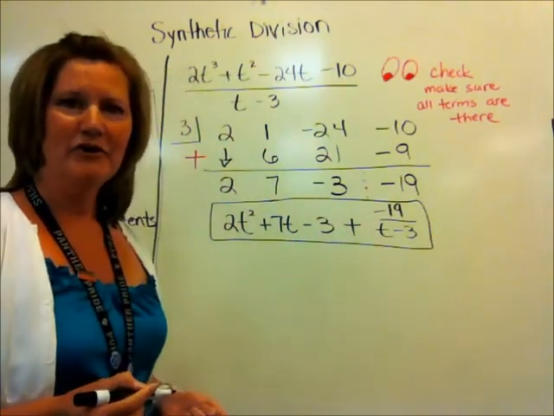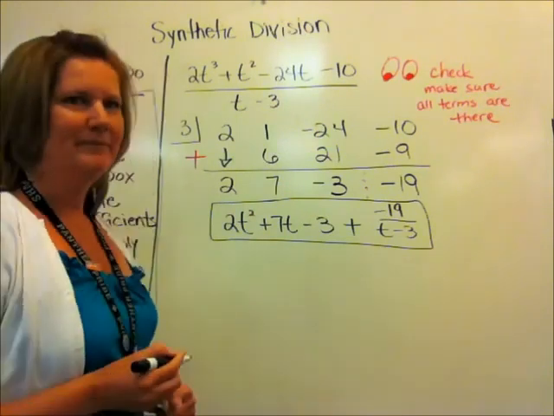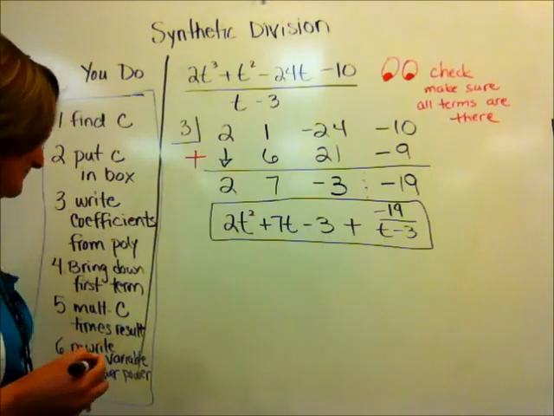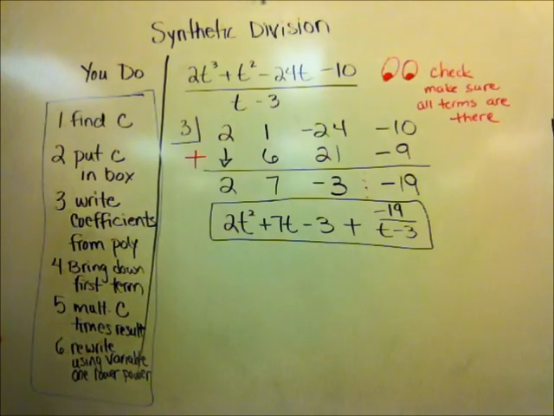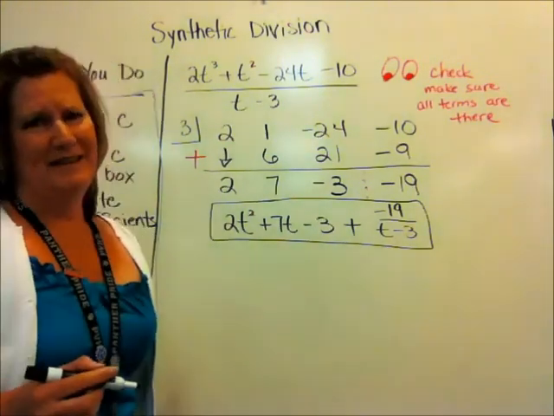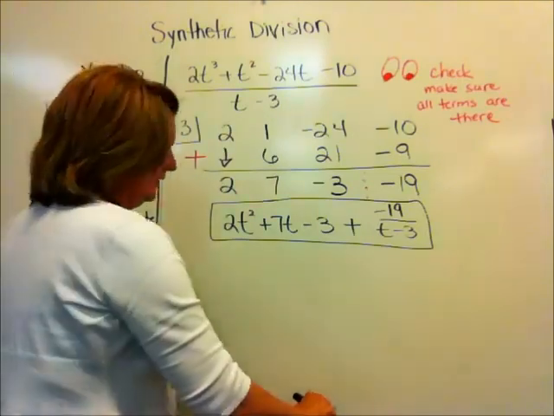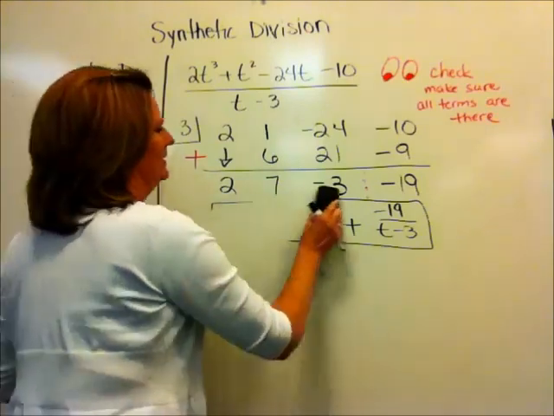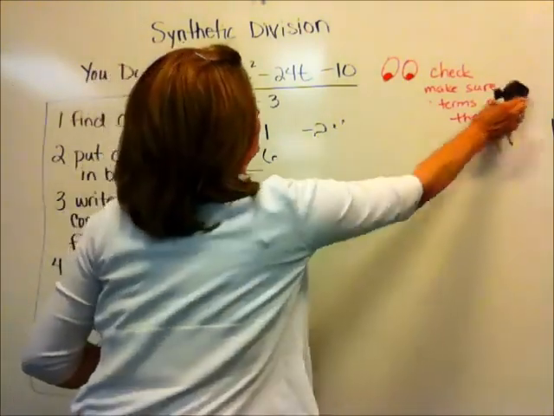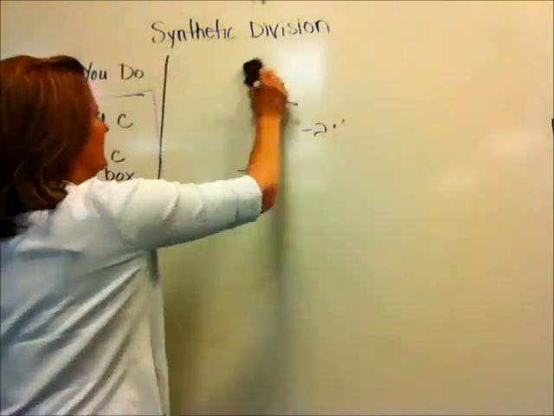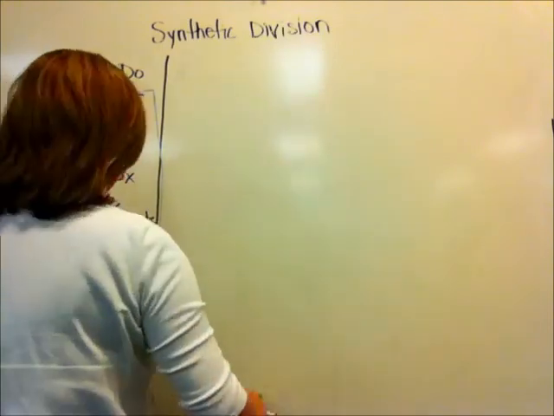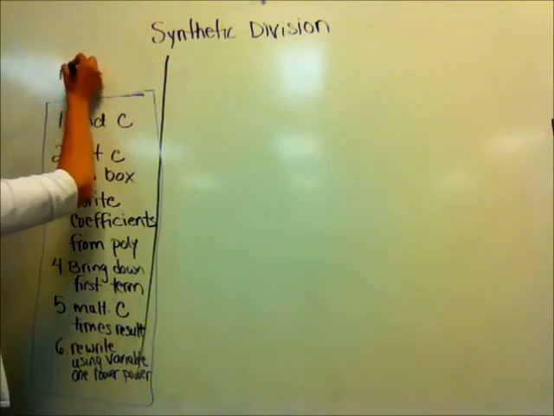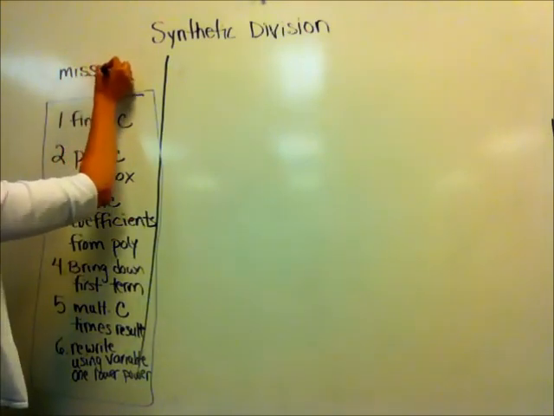All right, how did you do? Did you do well? I hope so. Okay, so that was your you do. Let's look at one that has a missing term. And we'll just do a real quick one with a missing term and make sure you've got it. Okay, one with the missing term. So here's one, that was a you do. This one is a missing term. And I'll just point it out right as we go.